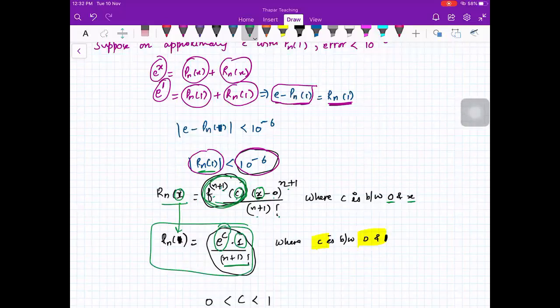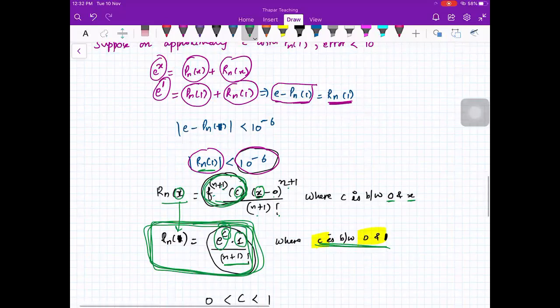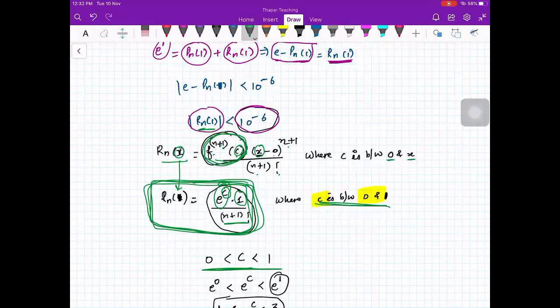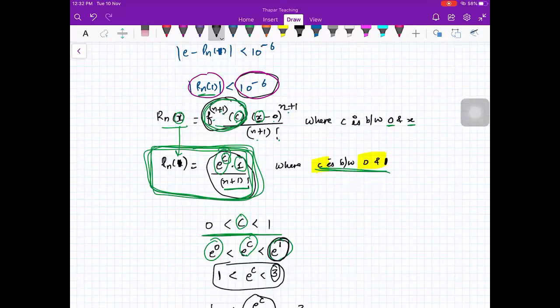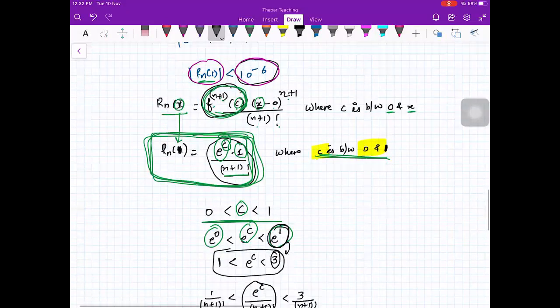Now we want to make this quantity less than 10 to the power minus 6, because that is what is asked in the question. But we don't know the exact value of c. We know that c is between 0 and 1. So if c is between 0 and 1, e raised to power c is less than e raised to power 1 and greater than e raised to power 0. So I'm using a little bit of information here that e raised to power 1 is less than 3. You may wonder how we know this, so you can assume that this is given. So e is less than 3. I'm using this information, otherwise I won't be able to proceed.